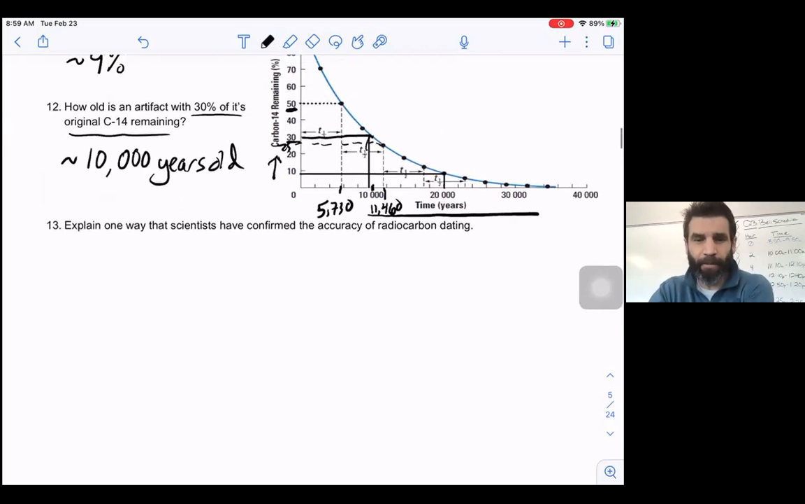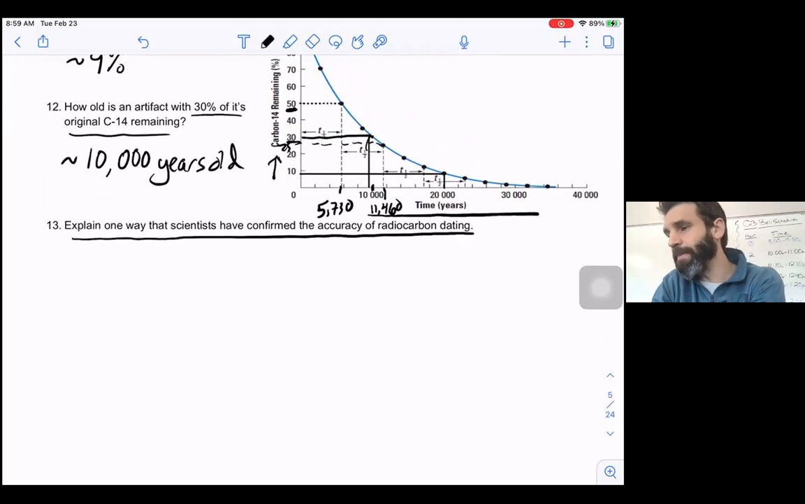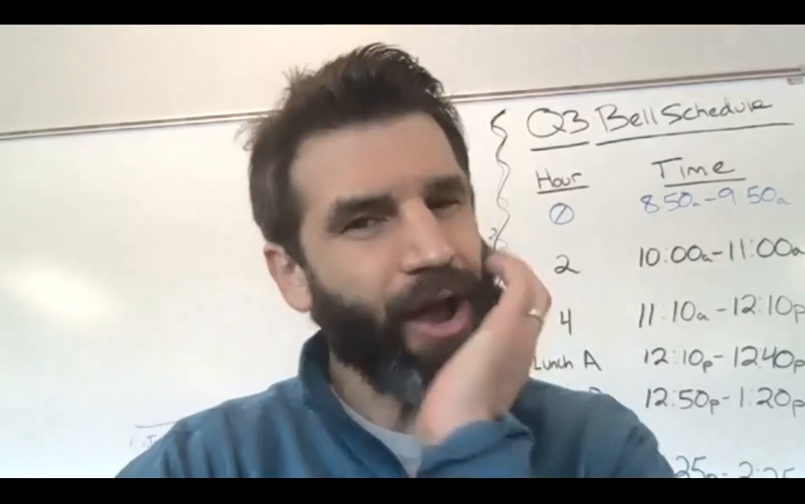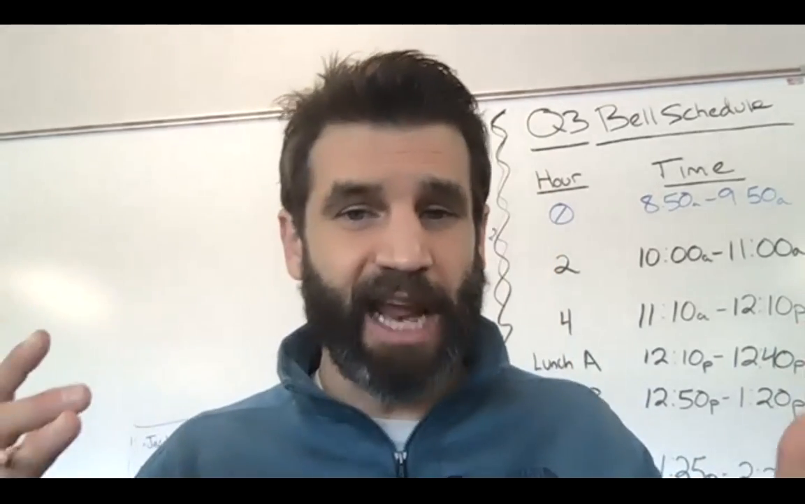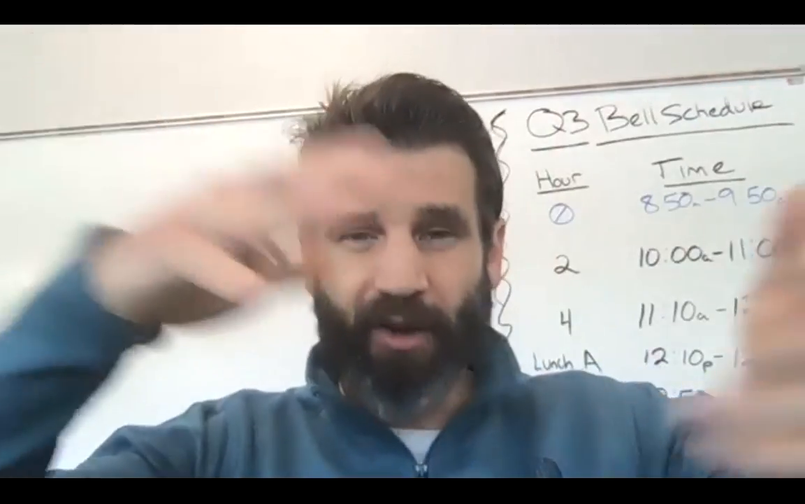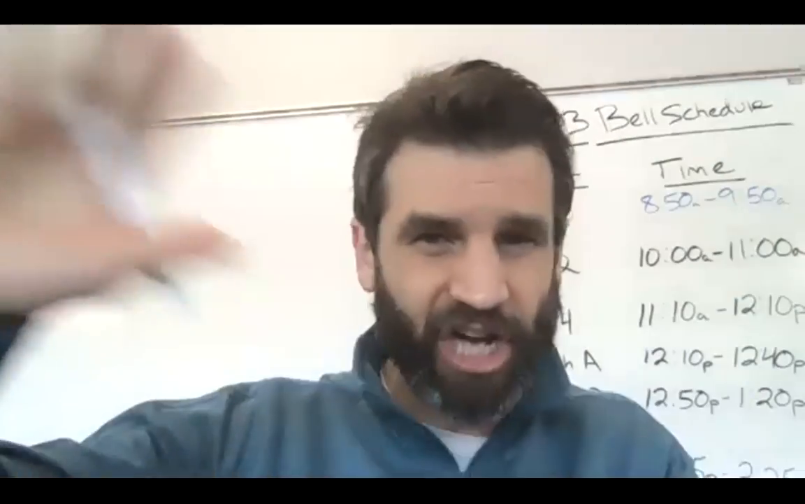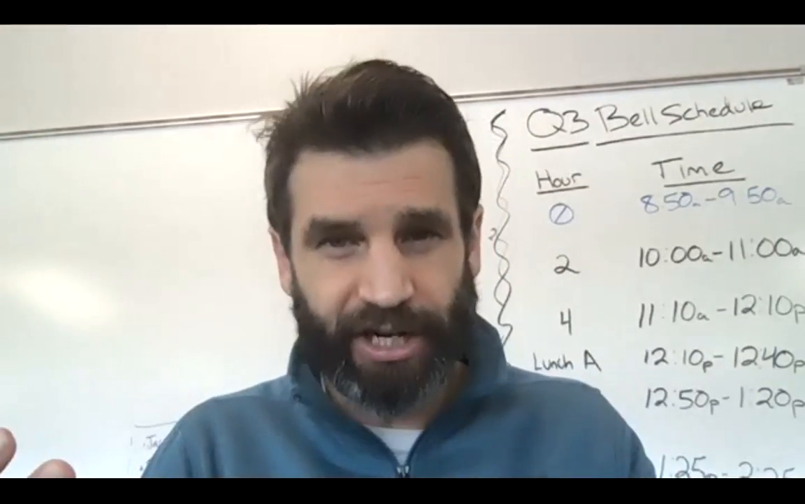Now I'm asking you here to explain one way that scientists have confirmed the accuracy of radiocarbon dating. So I want to go back to our lecture here, and I want to show you something. So while I'm doing that, you could think, how could you confirm this, right? So some scientists came up with this and says, carbon-14 decays at this rate. We've measured it. We've measured it in the lab. We can determine by how much energy is lost, how much nitrogen is created.